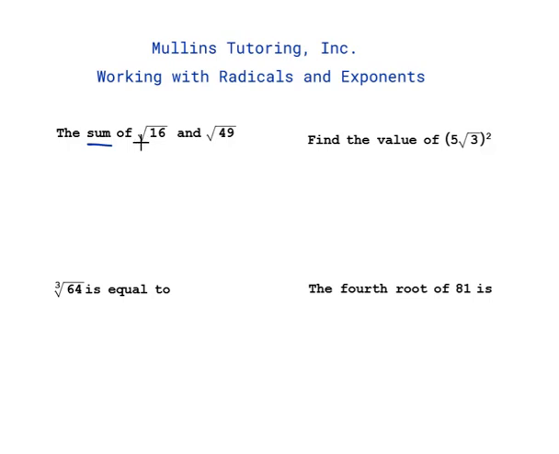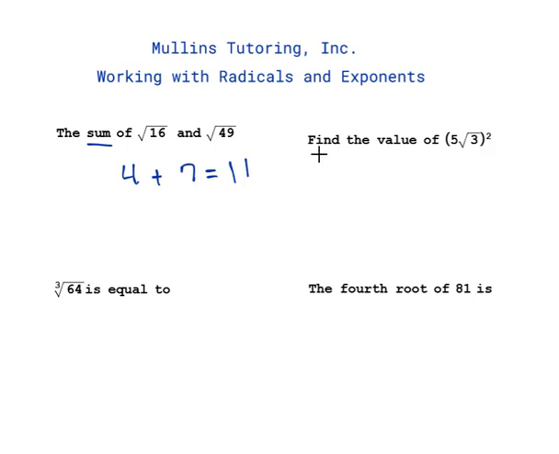The first number I have is the square root of 16, so I want to know what number times itself equals 16. The square root of 16 is equal to 4. And then we look at the square root of 49. So what number times itself equals 49, and that would be 7. So I have 4 plus 7 is equal to 11. So the sum of the square root of 16 and the square root of 49 is 11.